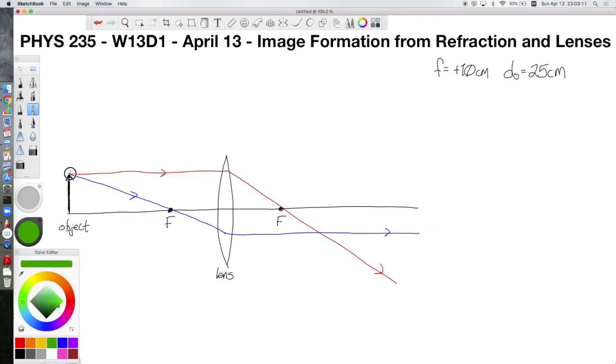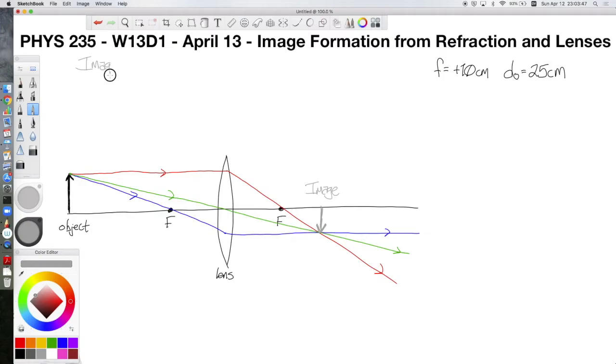Again, the ray will come from the tip of the object and will pass directly through the center of the lens without bending. So our green ray will look something like this. All of our light rays cross, and the location where they cross is the location where the image appears. Since we drew all of our rays from the tip of the object arrow, our rays will all cross at the tip of the image arrow. Then we can draw the rest of our image. So let's see what we can predict from this.